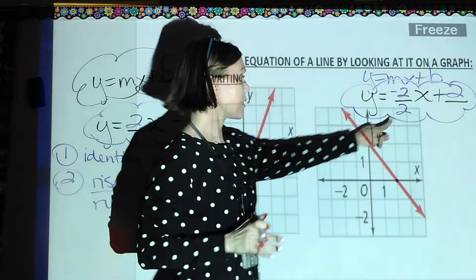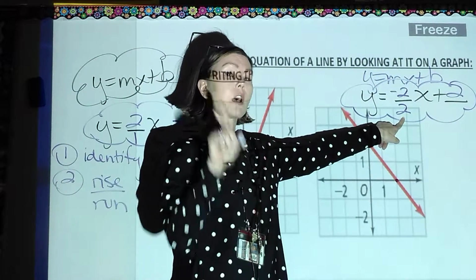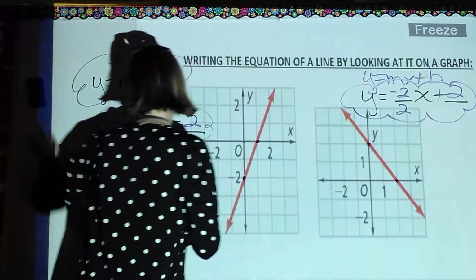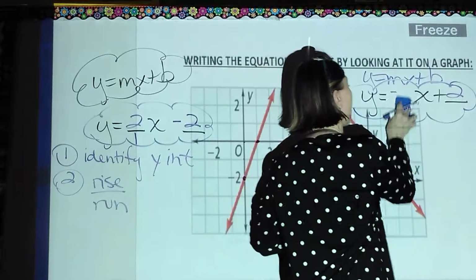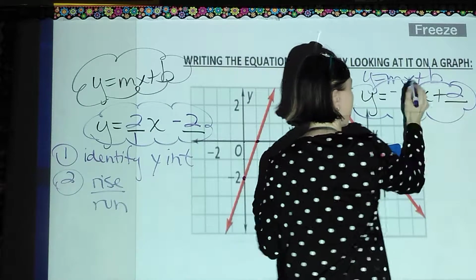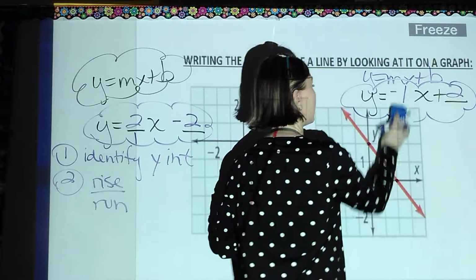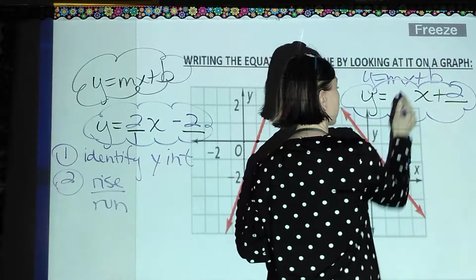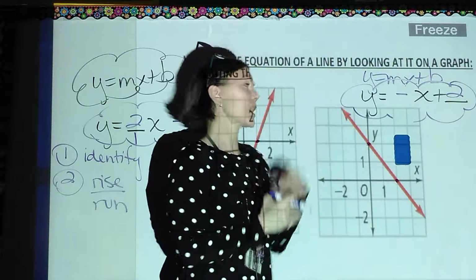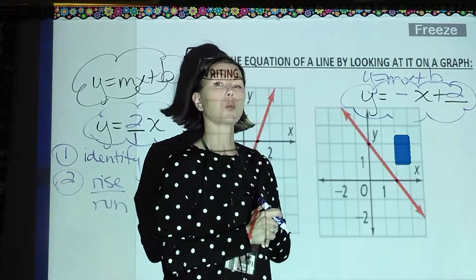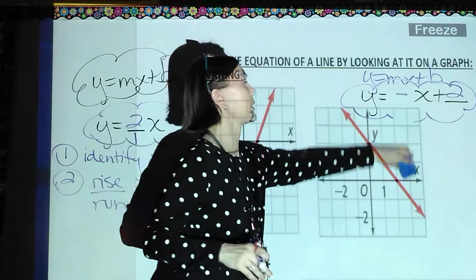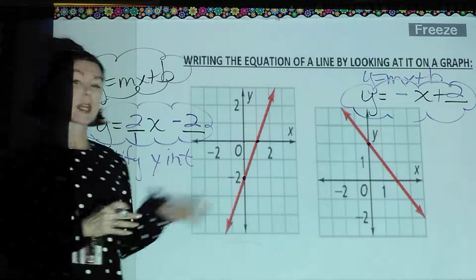But this can also be simplified. Anything over itself is equal to 1. So it's actually -1x. Y equals -1x plus 2, or usually it's the case that it's just -x, because even though it's not there, we know there's a 1 there. And that's how you write the equation of a line by looking at it on a graph.